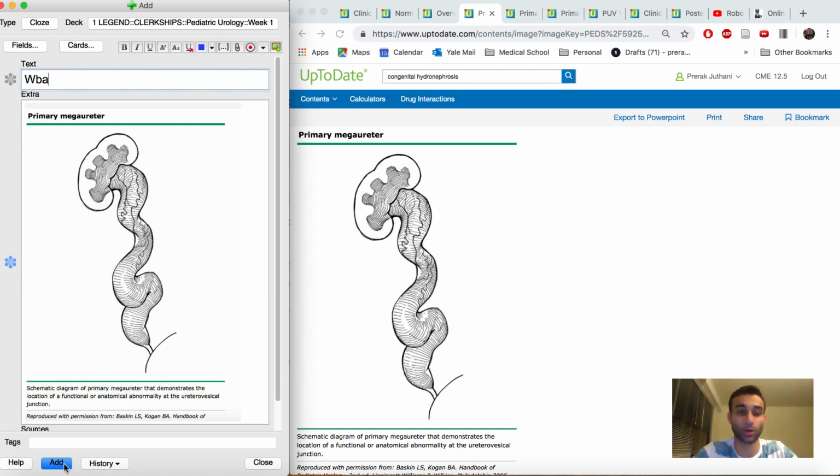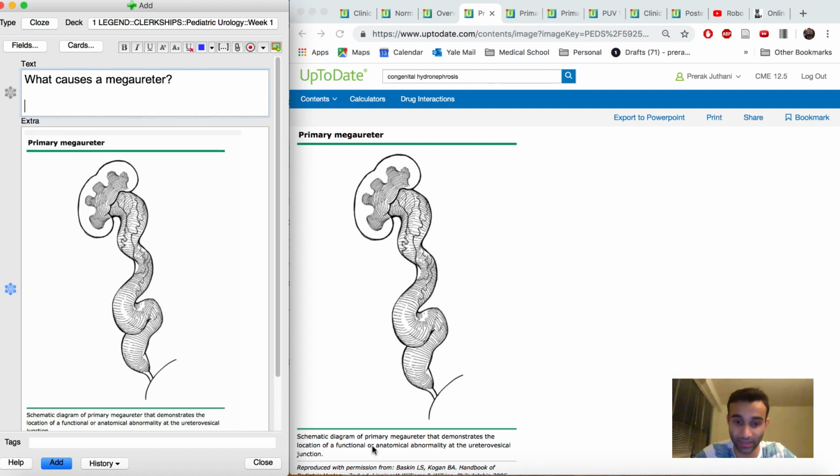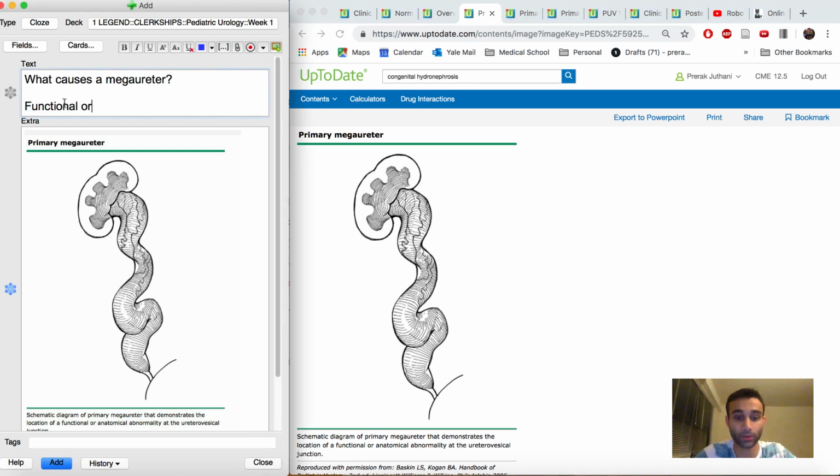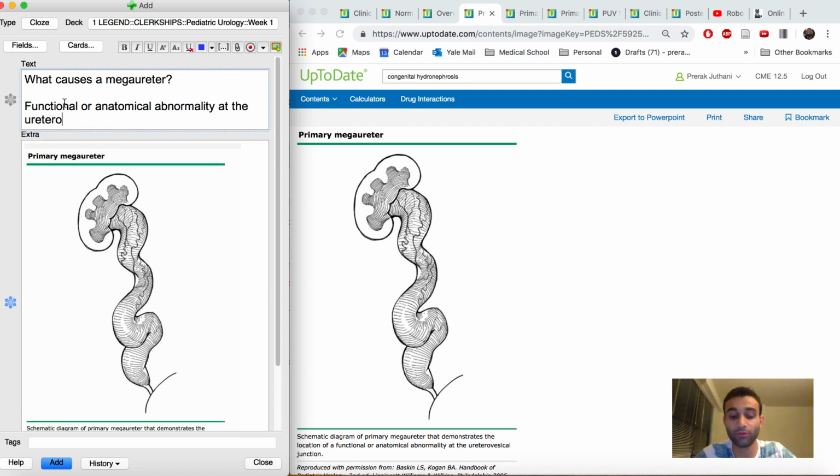And then I'm going to ask, what causes a mega ureter? And it clearly says, a functional or anatomical abnormality at the ureterovesicle junction. And this makes sense because uretero refers to ureter, and the vesicle refers to bladder. And so this is the junction between the bladder and the ureter.